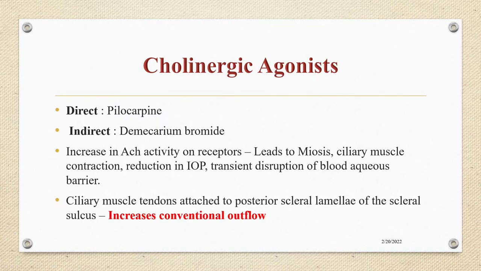Pilocarpine is a direct acting cholinergic agonist, and dimecarium bromide is indirect acting. They act on the acetylcholine receptors, and it will lead to miosis and ciliary muscle contraction, which will lead to the reduction in IOP. We can see a transient disruption of the blood aqueous barrier. So whenever the glaucoma is because of uveitis, we should not use this type of drugs, because in uveitis there is already a disturbed blood aqueous barrier. If you give these drugs in that situation, that will increase the damage. Ciliary muscle tendons are attached to the posterior ciliary lamellae, so the mechanism of action can increase the conventional outflow.